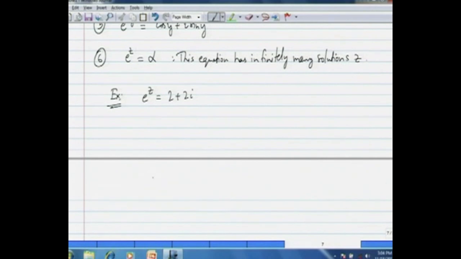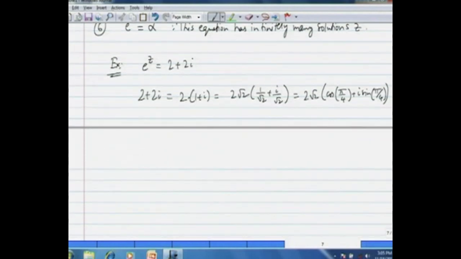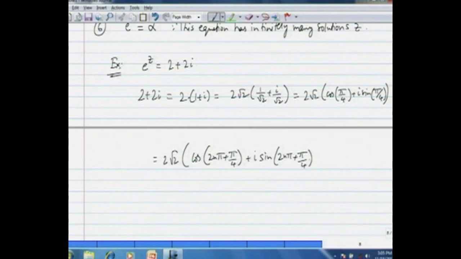What I can do is write 2 plus 2 I in its polar form. This is 2 times 1 plus I, so this is 2 root 2 times 1 by root 2 plus I by root 2, which is 2 root 2 times cosine pi by 4 plus I sine pi by 4. Or this is likewise equal to 2 root 2 times cosine of 2 n pi plus pi by 4, because cosine and sine are of period 2 pi, plus I sine of 2 n pi plus pi by 4.